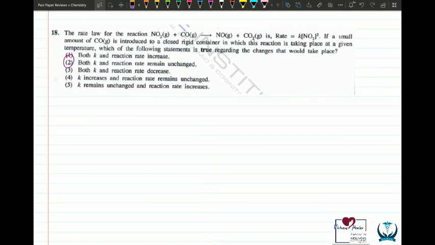Rate equals K NO2 squared. Here K is the rate constant. Rate constant only depends on the temperature, therefore K will not change. So the answers 4, 3 and 1 can be excluded. Now we have to decide between 2 and 5. As we can see in the rate equation, carbon monoxide is not present in the rate equation. Therefore, the concentration of carbon monoxide does not affect the rate of the reaction. Therefore, both K and the rate of the reaction remain unchanged. The answer is 2.